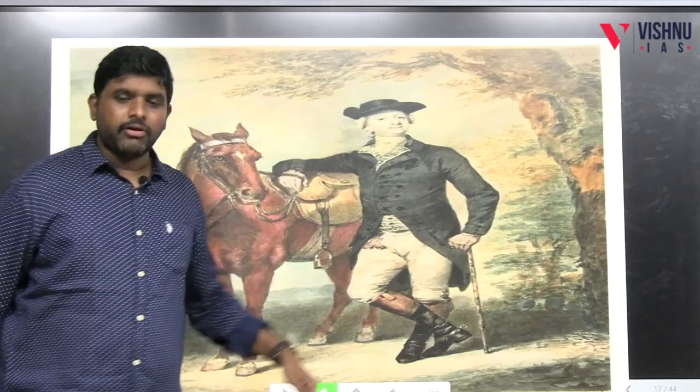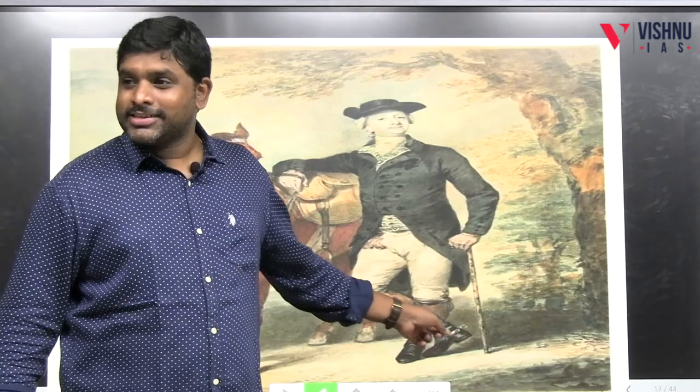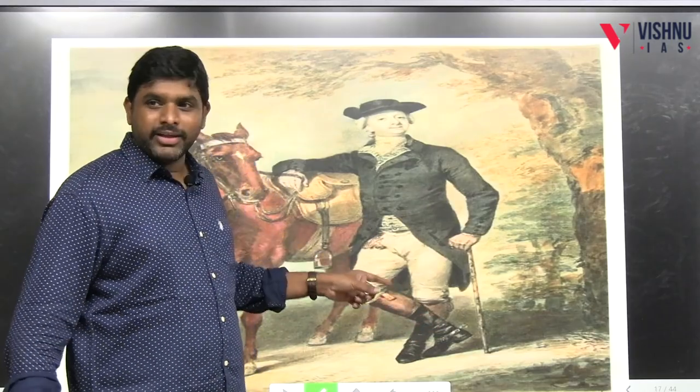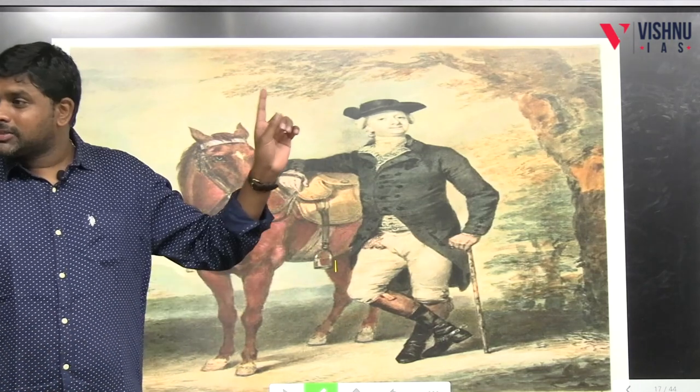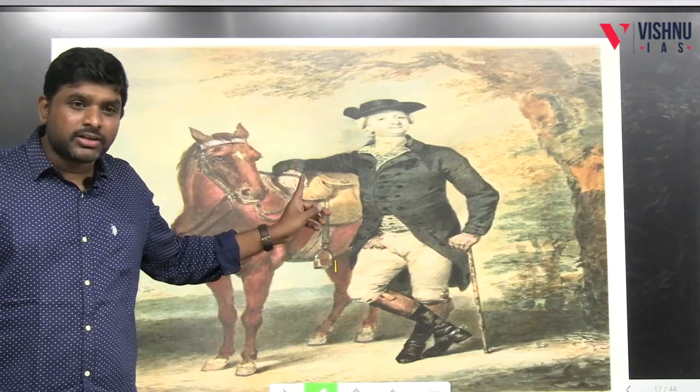Because see, simply you can go and sit and ride. It's comfort oriented, convenience oriented. Very easily you can jump. See, it was totally convenience oriented stitching. It was a necessity at that time, 14th century, 13th century.